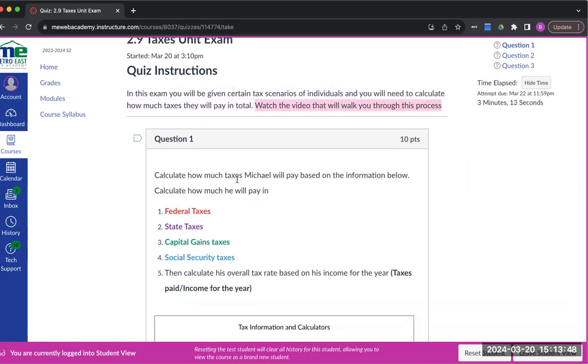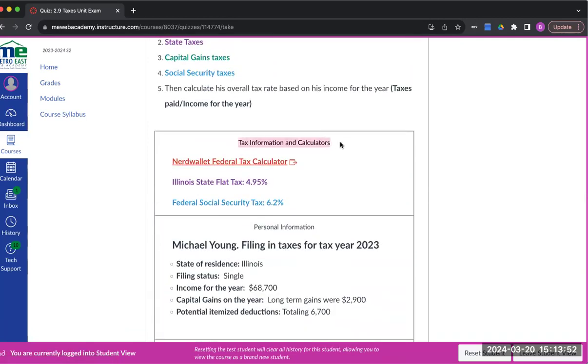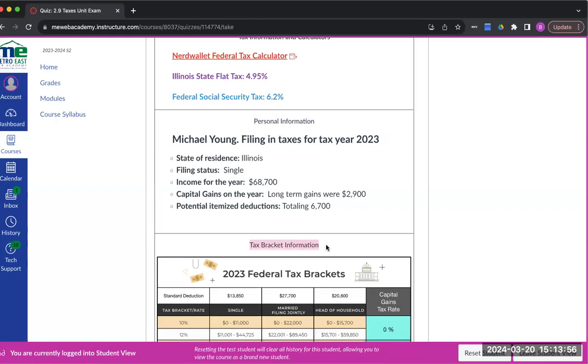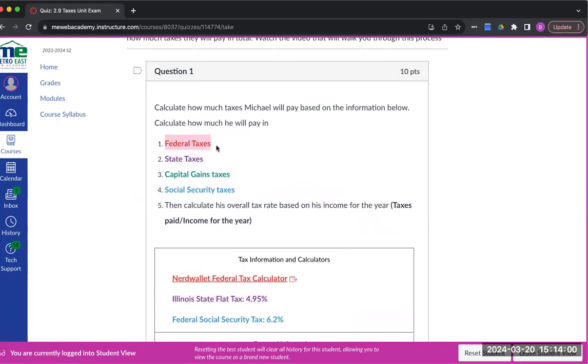So you're going to be given scenarios, and then you've got three boxes here: tax information and calculators, personal information, and tax bracket information. You're going to calculate taxes for federal taxes, state taxes, capital gains taxes, Social Security taxes, and at the end, you're going to calculate the person's overall tax rate by taking the total taxes added up and dividing it by their income for the year. So let's do this first scenario with Michael.